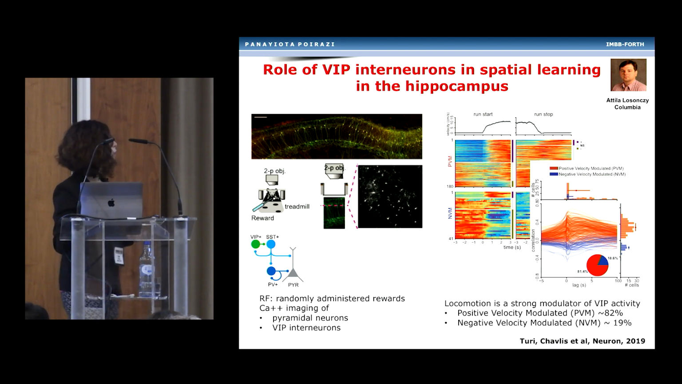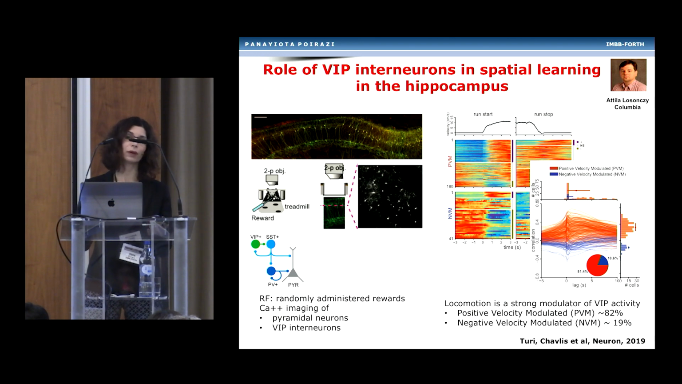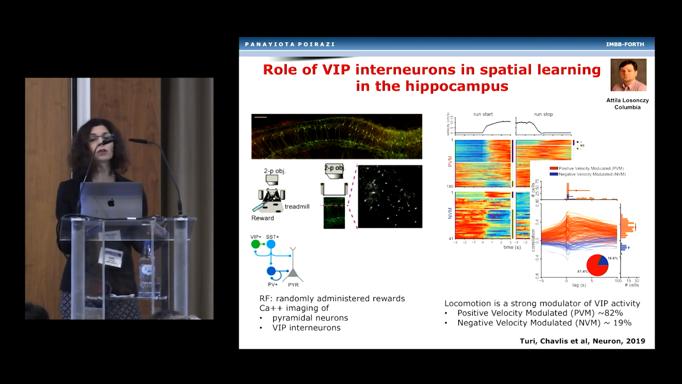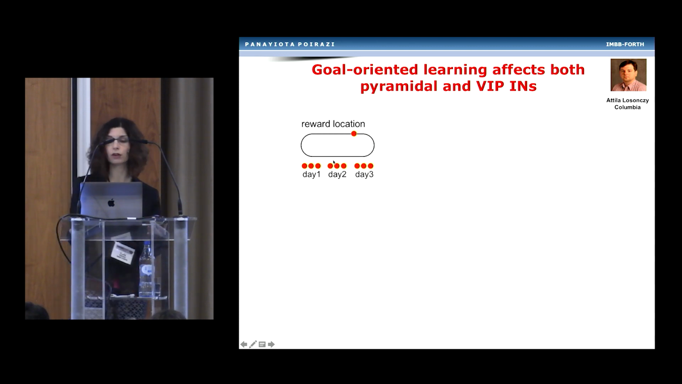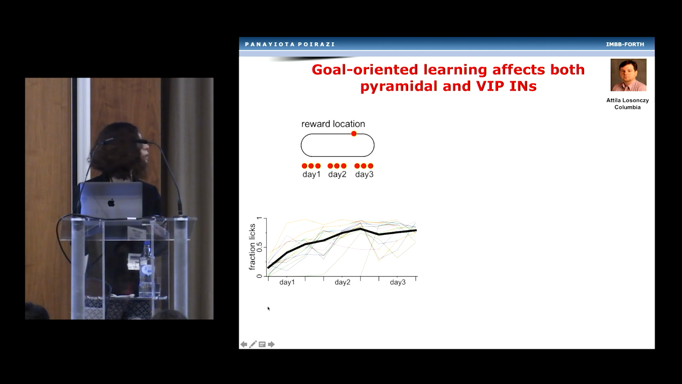So the question we wanted to figure out then is how, or if at all, this type of interneuron contributes to spatial learning. So in this case, the reward was randomly placed, so there was not much learning in the animal. So what Attila did was essentially to place the reward in a particular location and train the animal over a period of 3 days to learn where this reward is located on the belt. And they measured learning by looking at the fraction of the licks that the animal was doing in that particular location. So the more the licks, the more likely it is that the animal learned the location very well.